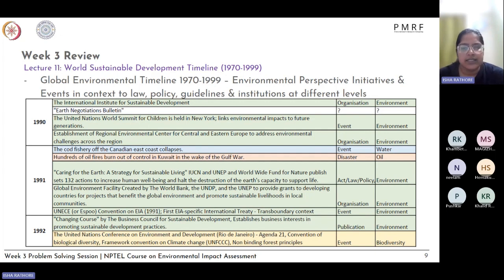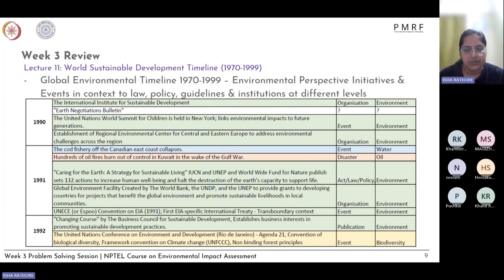1992, we also had Changing Course, a publication by the Business Council for Sustainable Development, and it established how business interests can be aligned with promoting sustainable development practices. So the trend towards how economy, profit, and sustainable development can be linked started becoming a sort of trend. Then we also had the United Nations Conference on Environment and Development, which happened in Rio de Janeiro, where Agenda 21, the Convention on Biological Diversity, and the Framework Convention on Climate Change, UNFCCC, were formed.